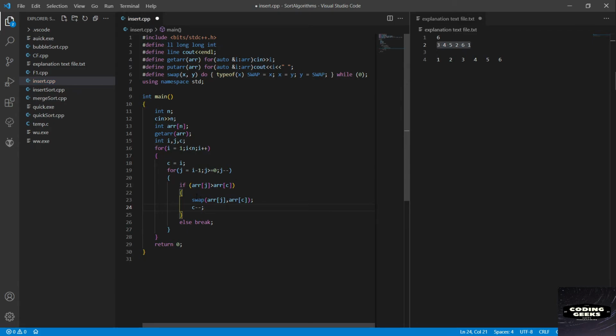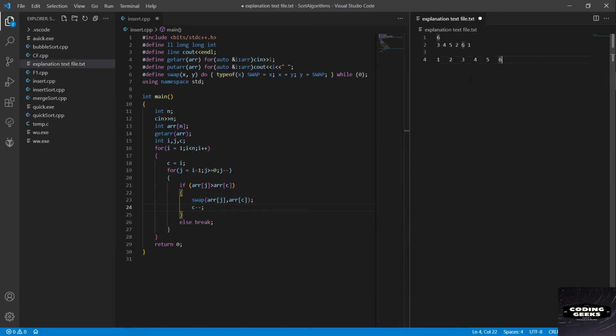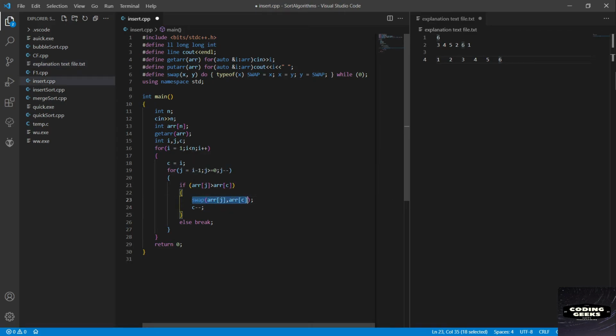By doing this, what I'm doing is the thing that I showed you earlier, that j and c are swapped if this particular condition is met, that the earlier value is greater than the current value. So essentially, that's what I'm performing here. c minus minus I have written here because I want to decrement the value of c by 1, and because of this loop, the value of j is going to be decremented anyway. And I have written else break because once you encounter the condition wherein arr of j is equal to or less than c, it means that you have finally come to the position wherein you can stay.